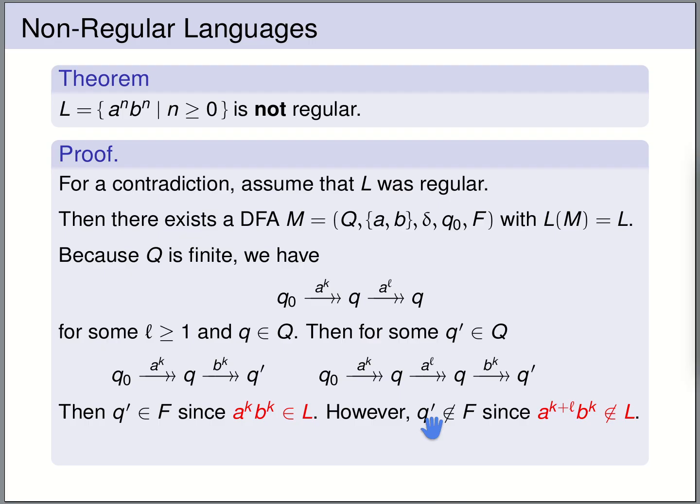But now we have derived the contradiction, because we have derived on the one hand that q prime must be among the final states, because a to the k, b to the k brings us to q prime. On the other hand, q prime cannot be a final state, because also a to the k, a to the l, b to the k brings us to q prime. So we have a contradiction, q prime cannot be final and not final at the same time. So we can conclude that the language L cannot be regular. Our assumption must have been wrong.